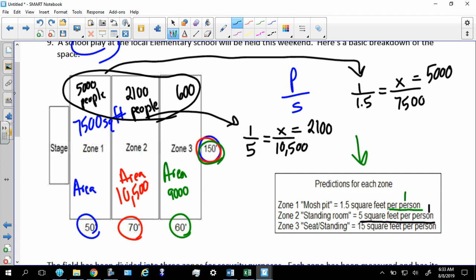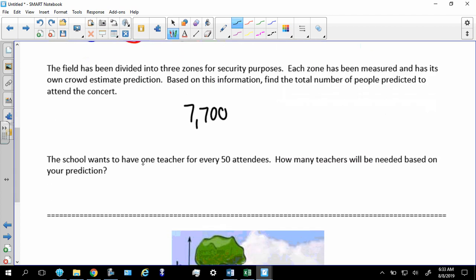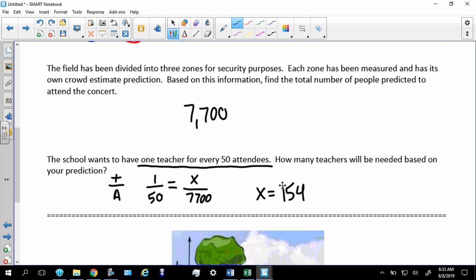Added that part up. Now it says the school wants to have one teacher for every 50 attendees. How many teachers will be needed based on your prediction? So the school wants to have one teacher for every 50 attendees. So that's going to be one teacher over 50 attendees. So that is going to be a teacher over attendees situation. So one teacher over 50 is equal to, I don't know how many teachers over 7,700. Cross multiply, X is equal to 154 teachers.